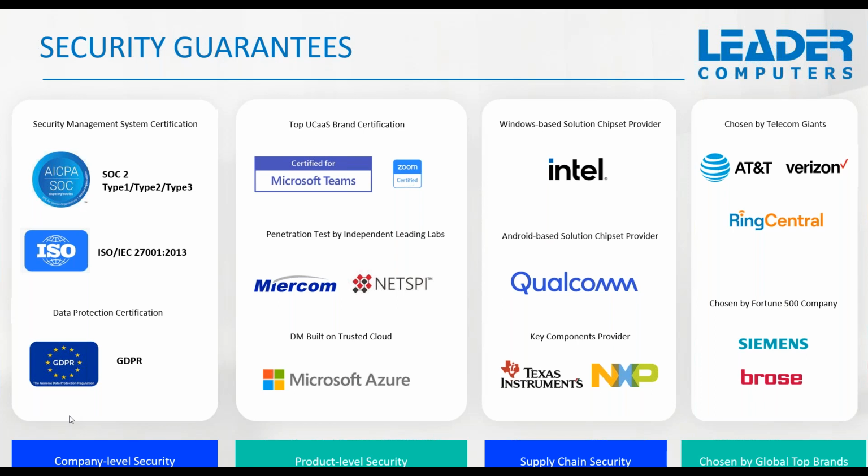And to show that, they have gone out and had independent testing done on all of their products. They've done that based on a range of different levels and also different providers to deliver that security promise. As you can see from this slide, they've got company level security, GDPR and ISO certified. At the product level, they've got Net SPI doing penetration tests on their devices.